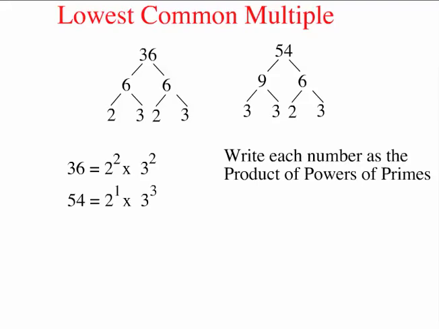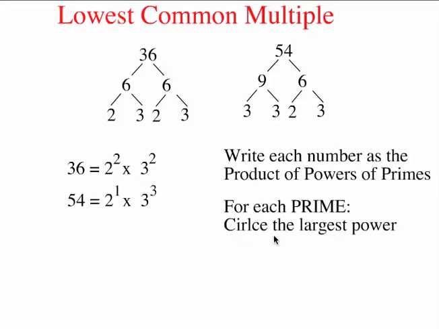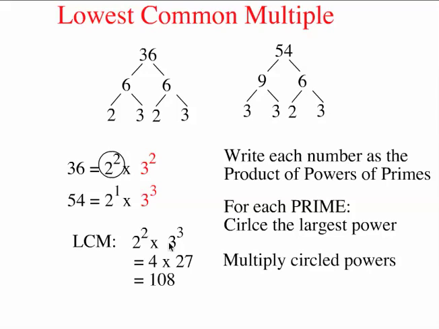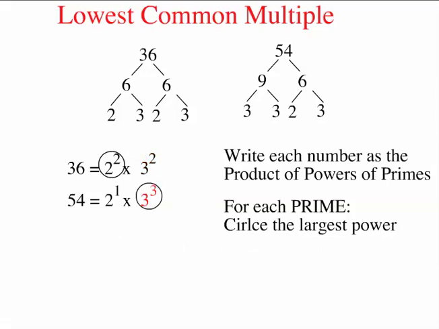Okay, then for each prime, circle the largest power. So for the 2's, we have to decide which is larger. So 2 to the 2 or 2 to the 1? 2 to the 2, so we circle that one. For the 3's, which is larger? 3 to the 2 or 3 to the 3? Definitely 3 to the 3, so we circle that one.